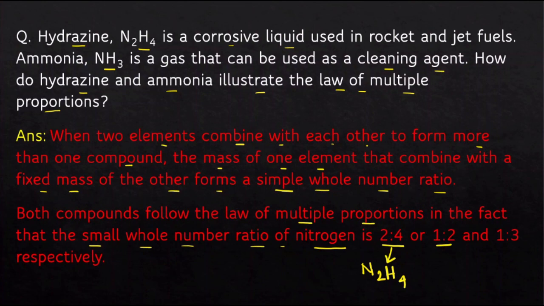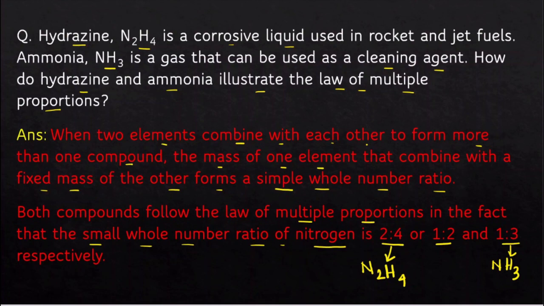Whereas for the second compound, this one, this ratio is for ammonia. So for this compound, the ratio of nitrogen and hydrogen is 1:3. For the first compound, the ratio of nitrogen and hydrogen is 1:2. And for the second compound, the ratio of nitrogen and hydrogen, this is for the second case, it is 1:3.